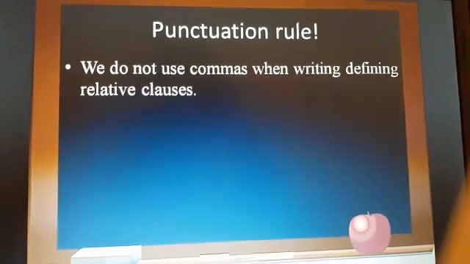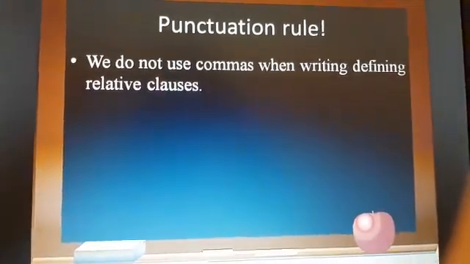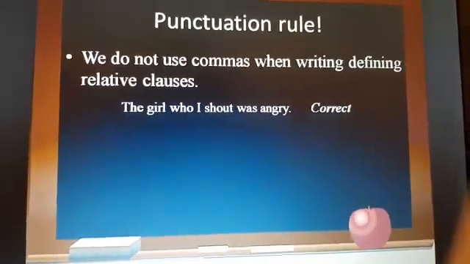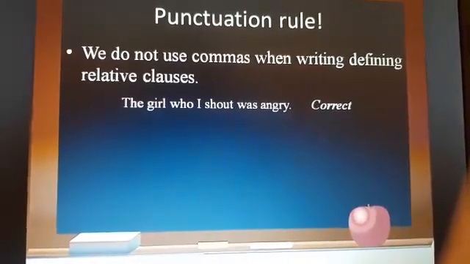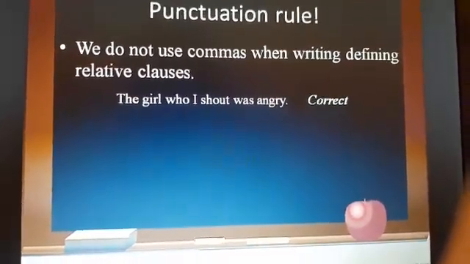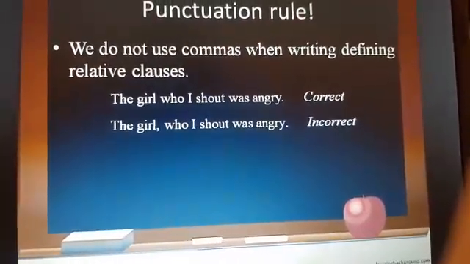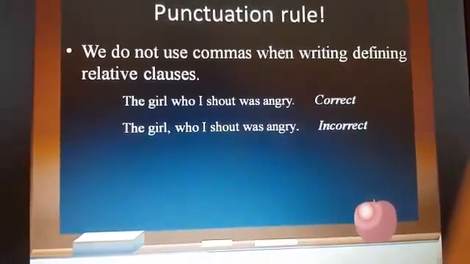Now, we do not use commas when writing defining relative clauses. The girl who I shouted at was angry. So who I shouted at is a defining relative clause. As you can see, there are no commas in the sentence. The girl, who I shouted at, was angry. So after the girl, we have put a comma. This is incorrect.